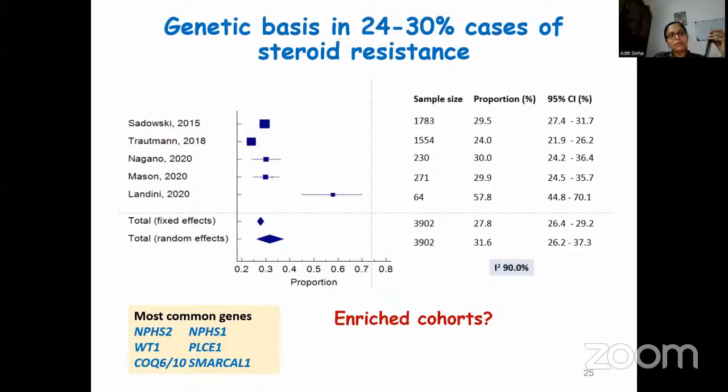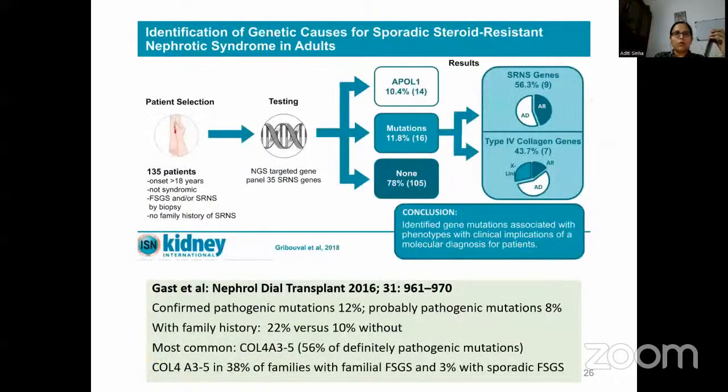The most common genes implicated have been NPHS2 and NPHS1, depending on the age of onset, WT1, and other such genes. What about disease in adults? Can it be monogenic?